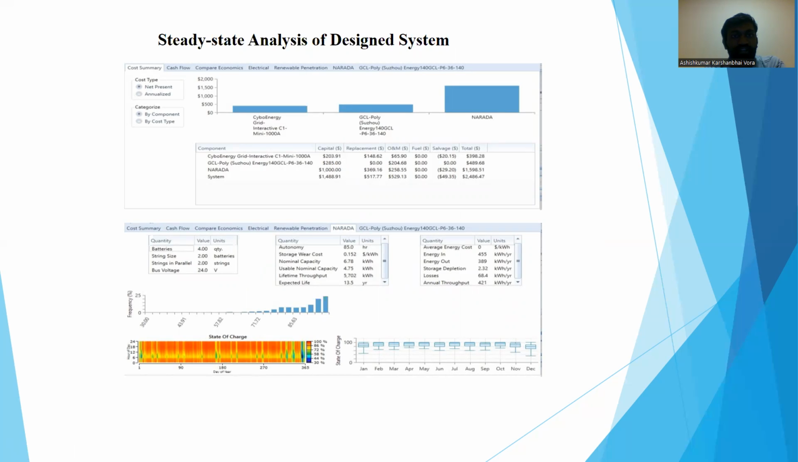So it's a steady state analysis of my design. In this system, I use different functions like cost summary, cash flow, compare economics, electrical, renewable penetration, and different cost types, categorized as per the net present and annualized categories, represented by component and by cost type. And you can see in the second image, a cost summary, cash flow, compare economics, which is also showing the quantity, values, and units for the respective batteries, string size, strings in parallel, and bus voltage.